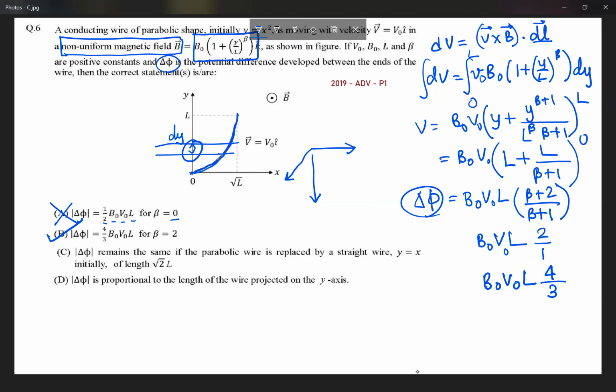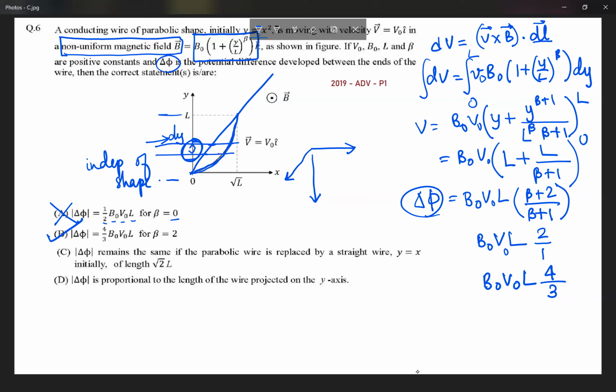So B is correct. Delta phi remains the same if the parabolic wire is replaced by a straight wire. See, if you replace the parabolic wire by a straight wire, from the diagram it is pretty clear that for this segment of the wire, the projection will still be equal to dy. So it is basically independent of the shape of the wire, because all we are considering is the projection along the y-axis. So yes, the value will still be the same.